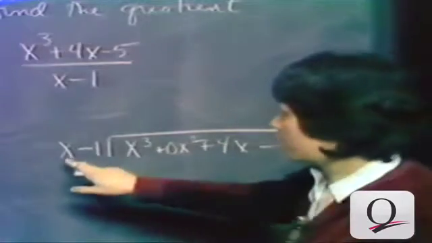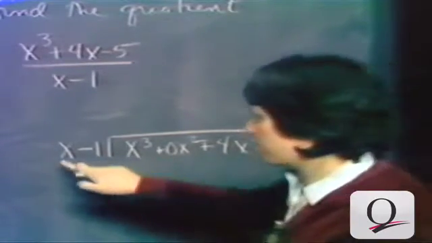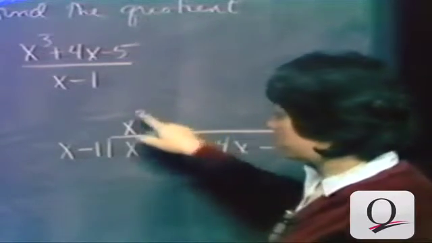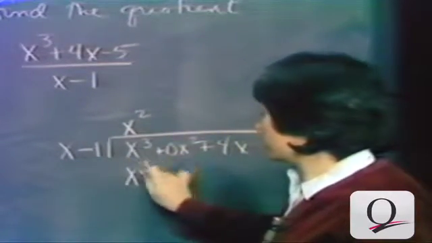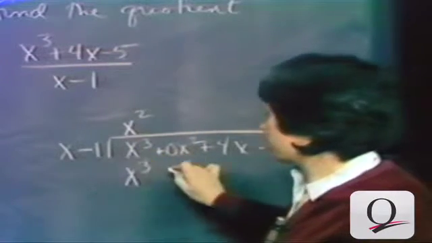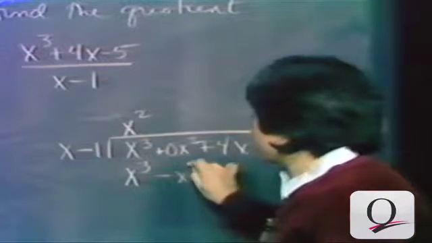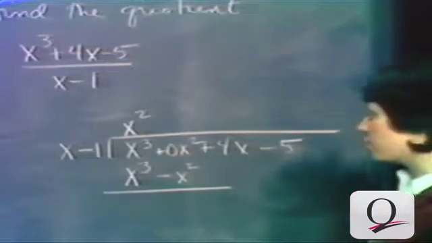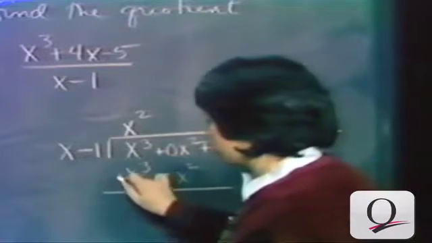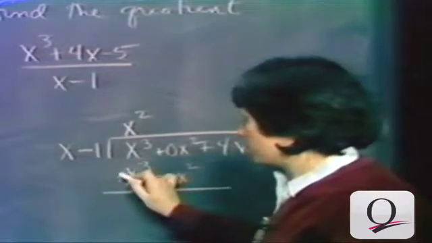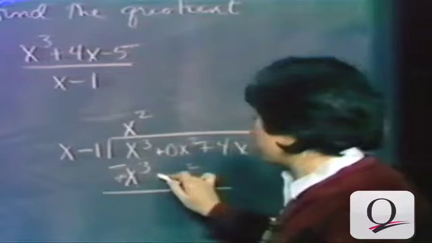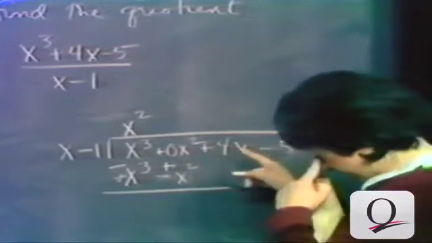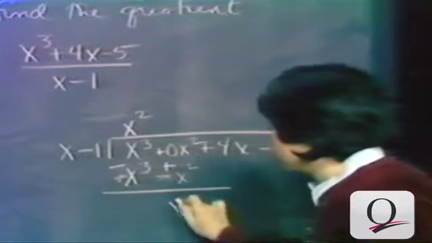Then we say to ourselves, how many times does x go into x cubed? x into x cubed goes x squared times. x squared times x gives us x cubed. x squared times minus 1, minus 1x squared. Now we subtract, which means to change the signs and to add. This, of course, originally was plus, so we change it to minus. Here we change it to plus, and we add. The x cubes cancel. 0x squared plus 1x squared leaves us with 1x squared.